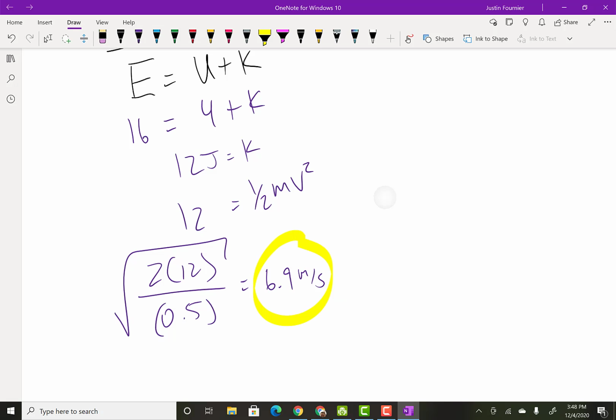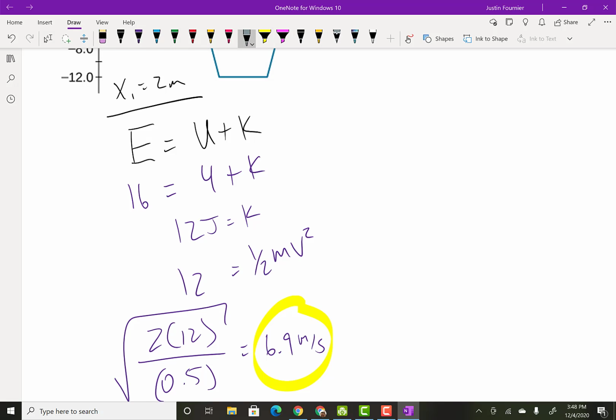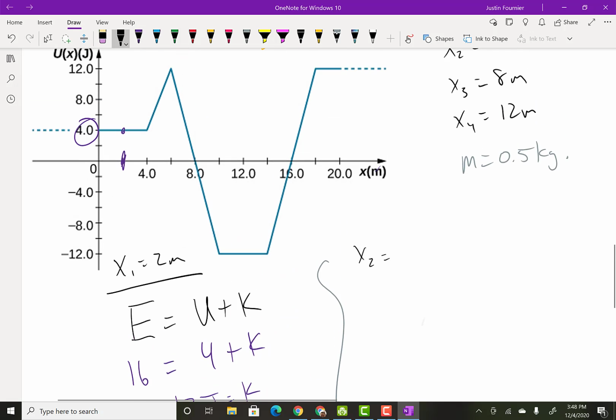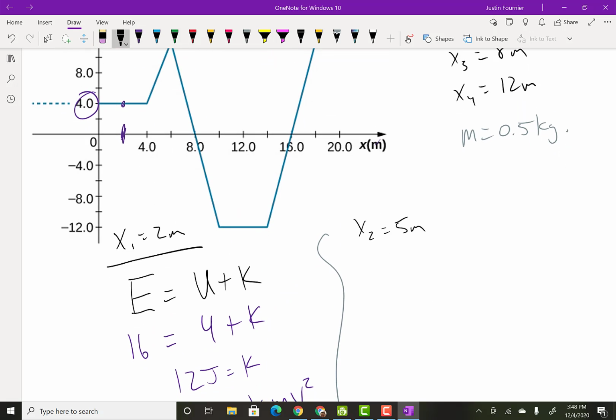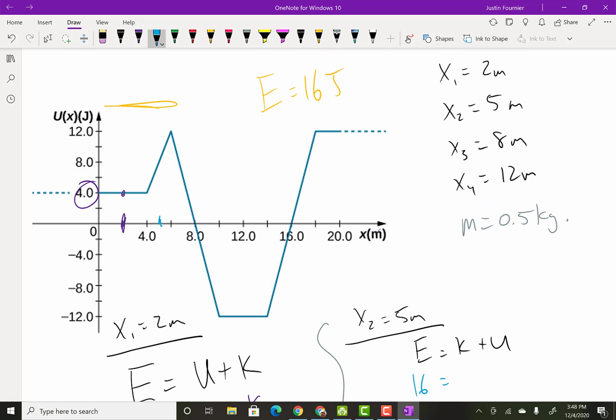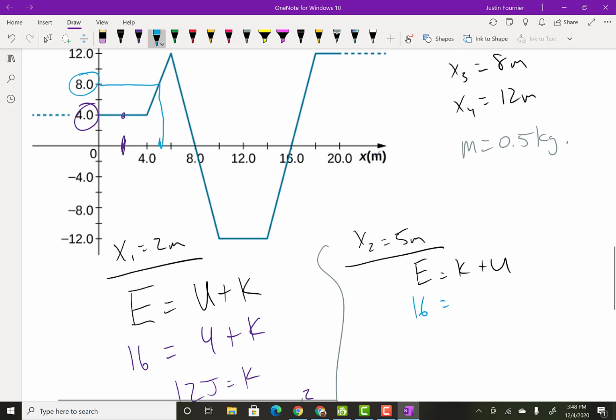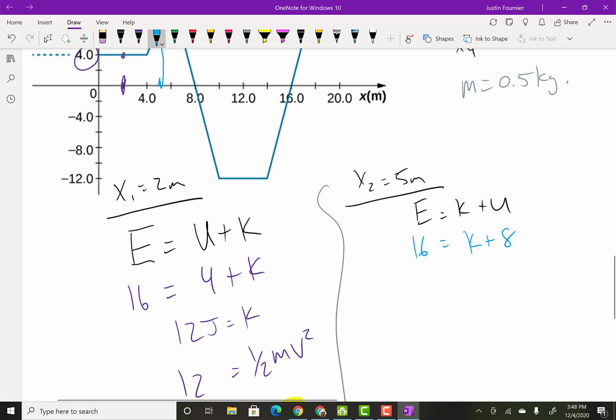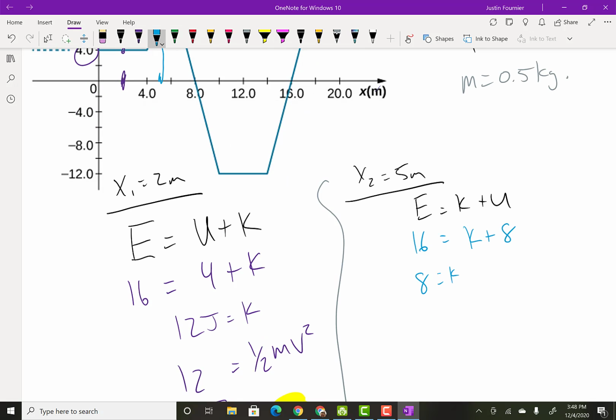So let's do it again for position 2, which is 5 meters, I think. Yeah, 5 meters. So total energy again. I'm using this same relationship. Total energy is kinetic plus potential, or potential plus kinetic. Total energy in this case is still 16 joules, but the potential energy now at 5 meters is, I'm going to say, 8 joules. So kinetic energy plus 8 joules, that means that the kinetic energy is equal to 8 joules.